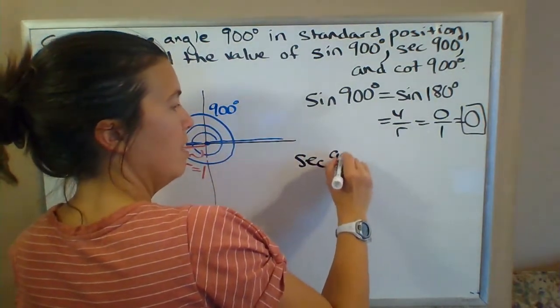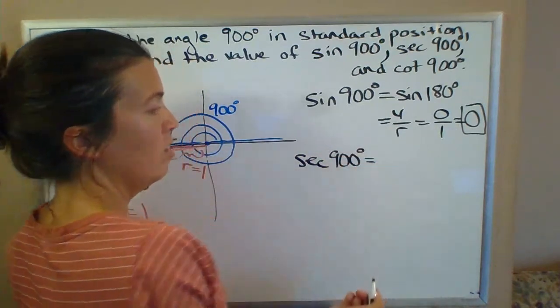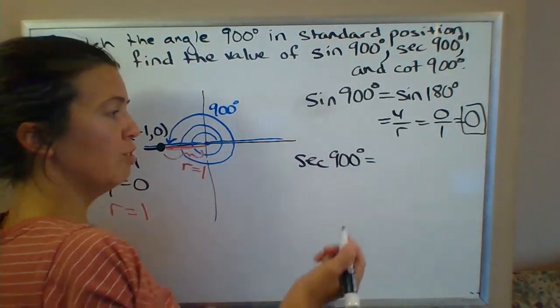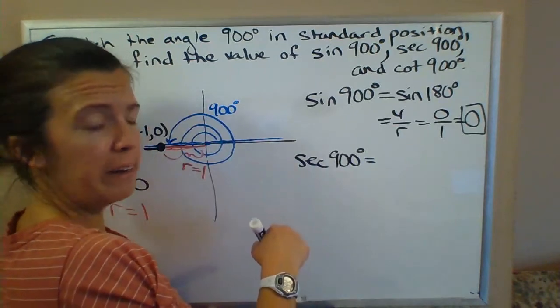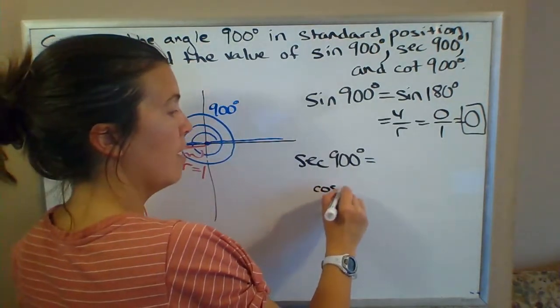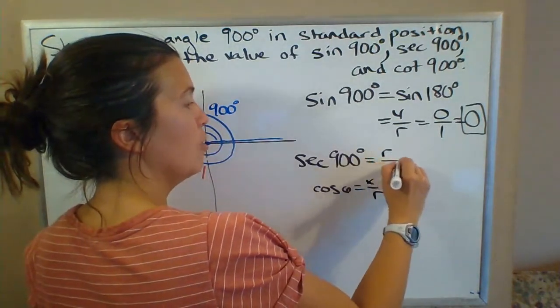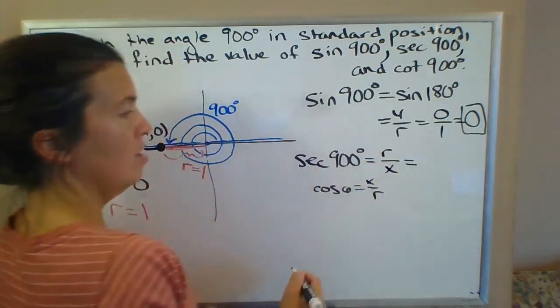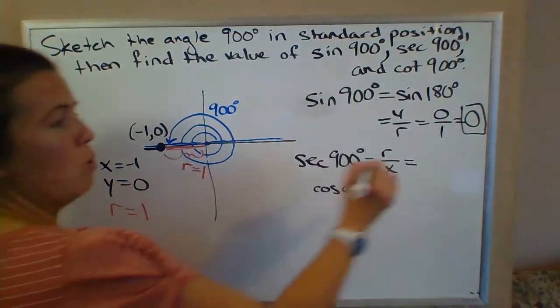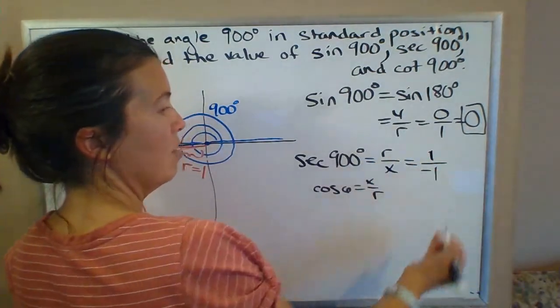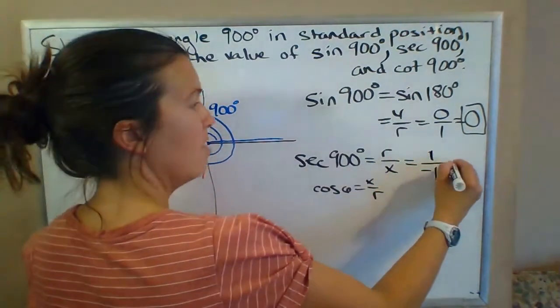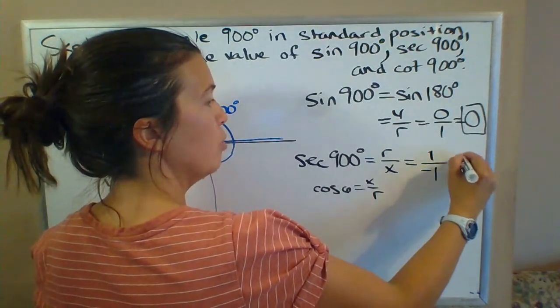To find secant of 900 degrees, we need the x, y, r definition for secant. It's the reciprocal of cosine. So if cosine is equal to x over r, then secant is equal to r over x. In this case, r is 1, x is negative 1. And so secant of 900 is equal to negative 1.